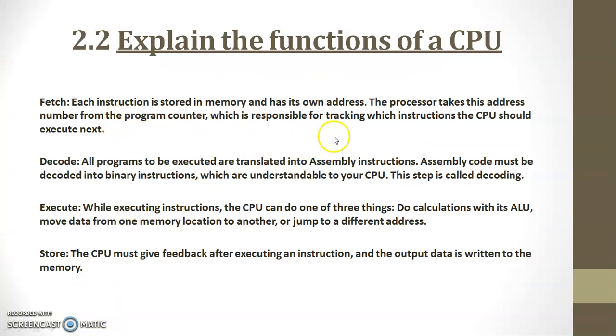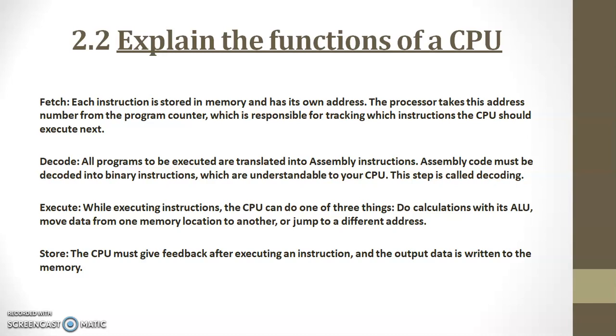2.2 Explain the function of a CPU. Fetch. Each instruction is stored in memory and has its own address. The processor takes this address number from the program counter, which is responsible for tracking which instruction the CPU should execute next.